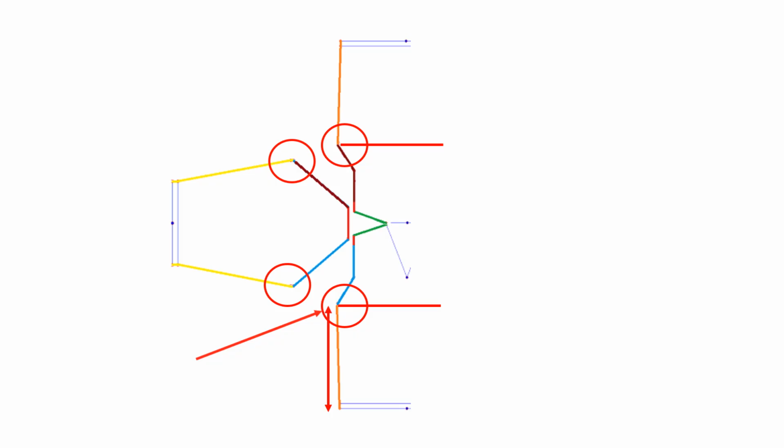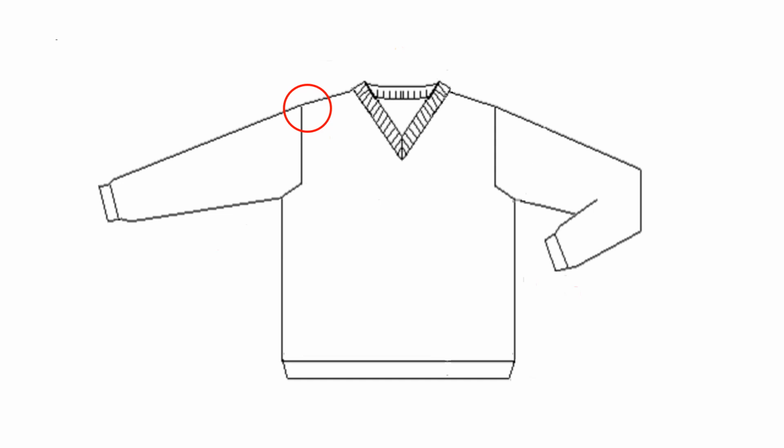We know where the upper part of the sleeve will join the main body. This is the shoulder point. But where will the lower part of the sleeve join the main body? We need to calculate this. To calculate or to determine where and how the sleeve shall join the main body, we need to follow this procedure.